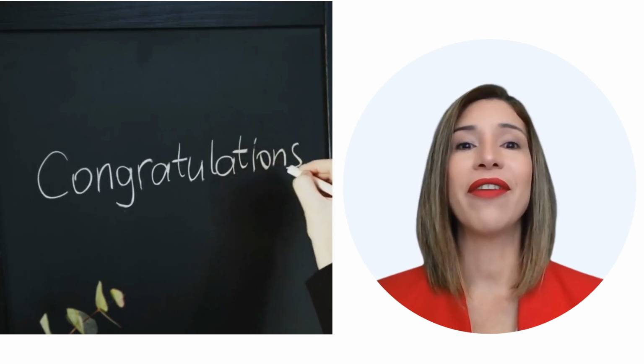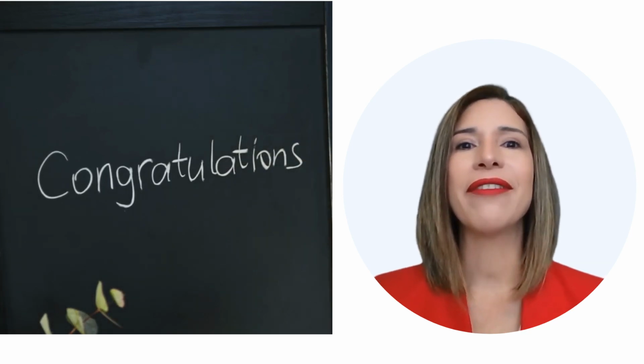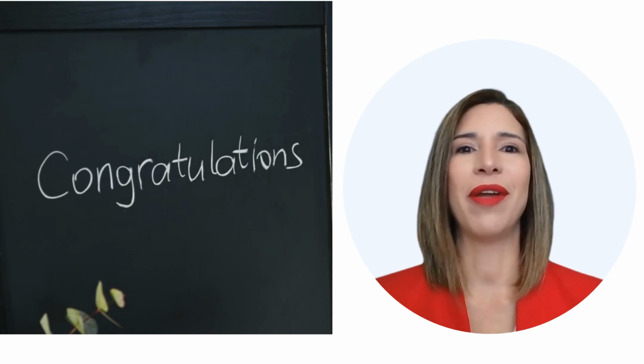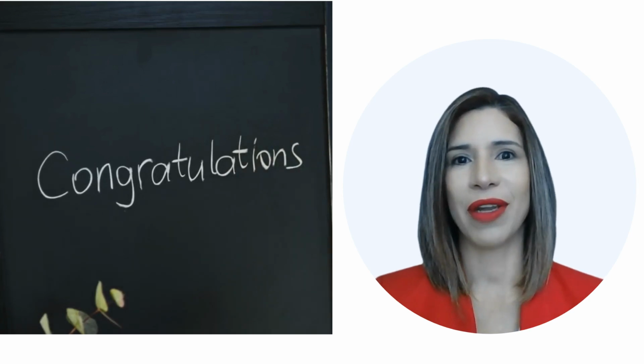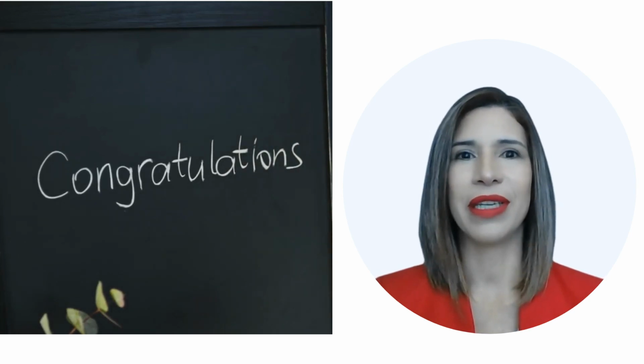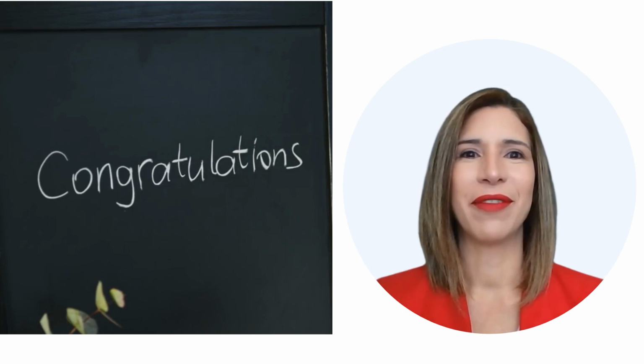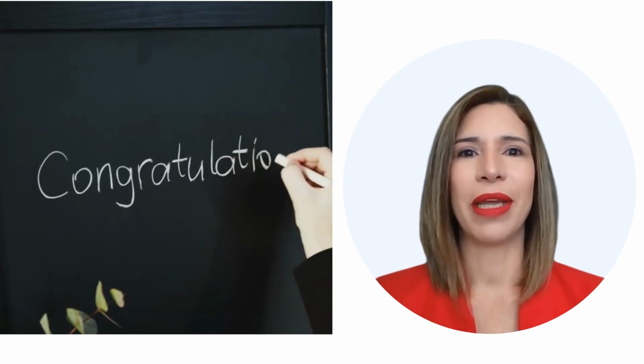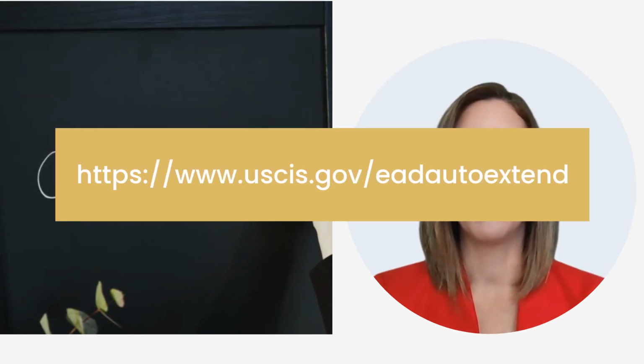You will follow the same steps you followed for the initial I-765 application, except that this time you will select Renewal of Work Authorization. Once you submit the renewal of Form I-765 under C8 category and receive your receipt number, you are authorized to work, even if the renewal application has not been approved. You can learn more about automatic extensions at the link on the screen.